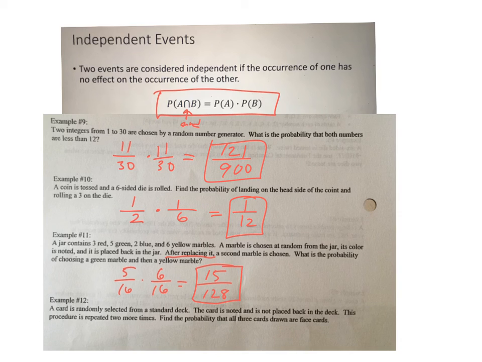Example 12, a card is randomly selected, the card is noted and not placed back in the deck. This procedure is repeated 2 more times, that all 3 are face cards. Well, the probability that the first is a face card is 12 out of 52. Because it's not replaced, we would then have 11 left out of 51. And then that's not replaced. Sorry, this should be another times sign, times 10 out of 50. And then you can multiply all those together and get 11 out of 1105 for your final answer.